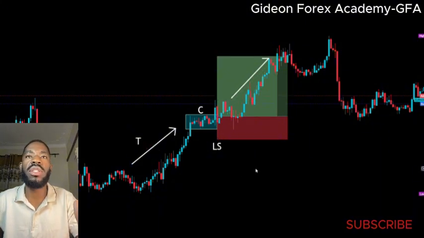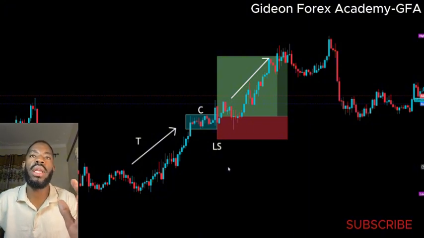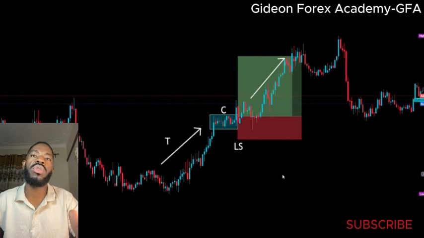So guys, that is the strategy. Remember, trend, consolidation, wait for a liquidity sweep, and then the next candle confirms your entry in either the bullish trend or the bearish trend. So this is how you trade this strategy.